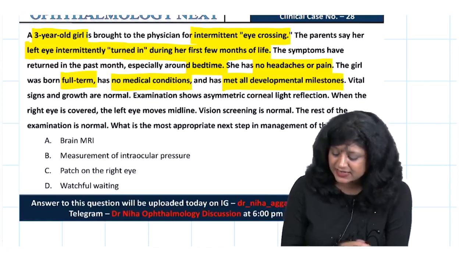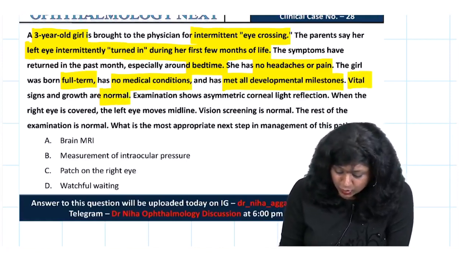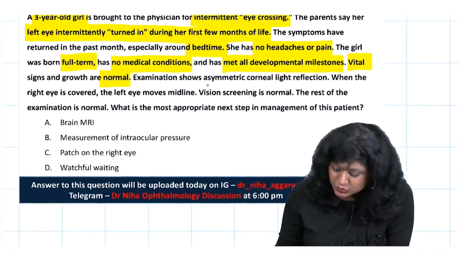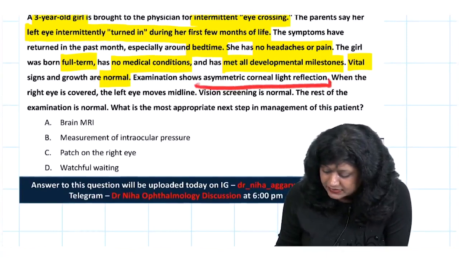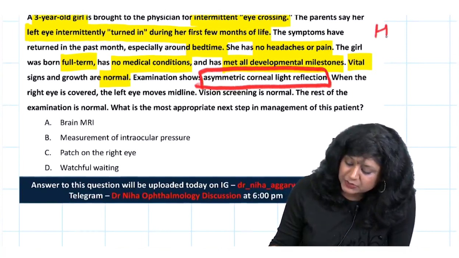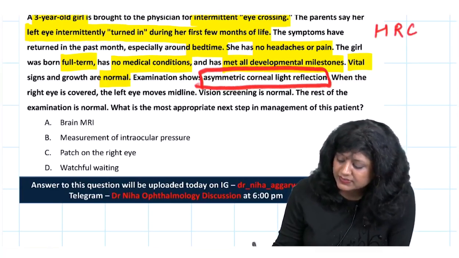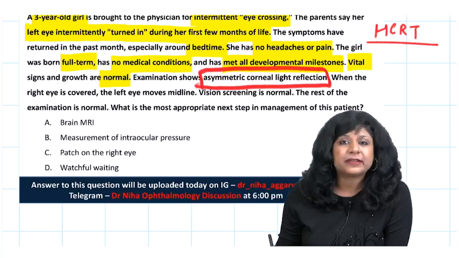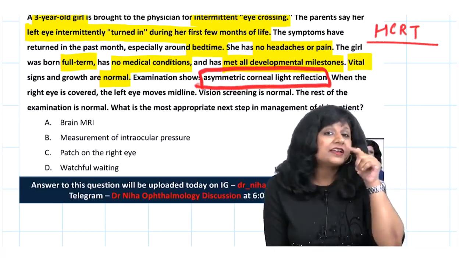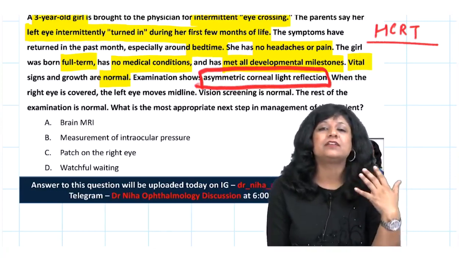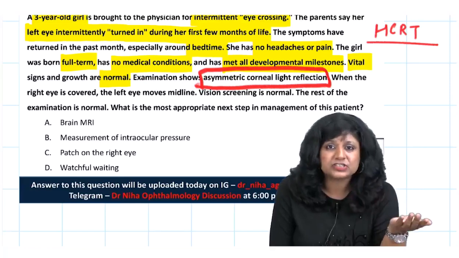Now, vitals, they are saying, are also normal. Examination is showing an important thing. Examination shows asymmetrical corneal light reflection. What is this? Asymmetrical reflex. That is the Hirschberg corneal reflex test. If you are doing this Hirschberg corneal reflex test and it is asymmetrical, and previously we also had a history of the eye moving in, so most probably they are giving a history of ESO, that is convergent squint.